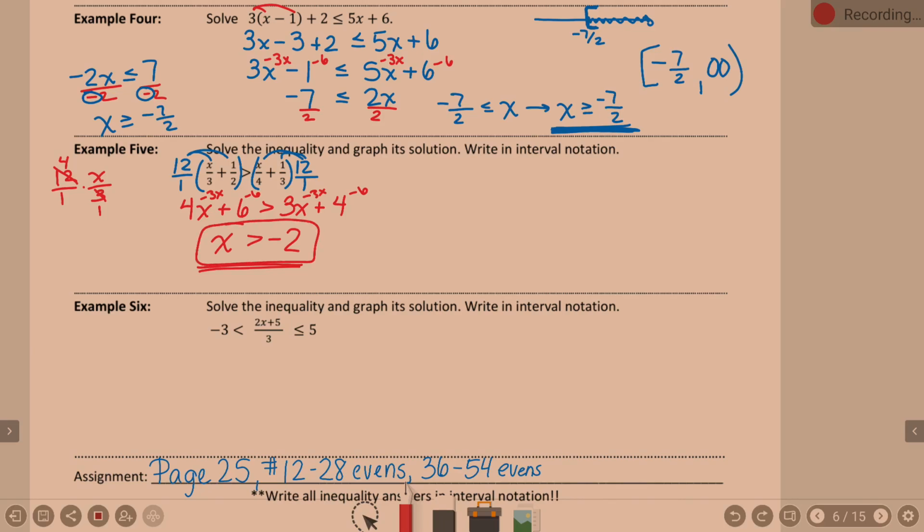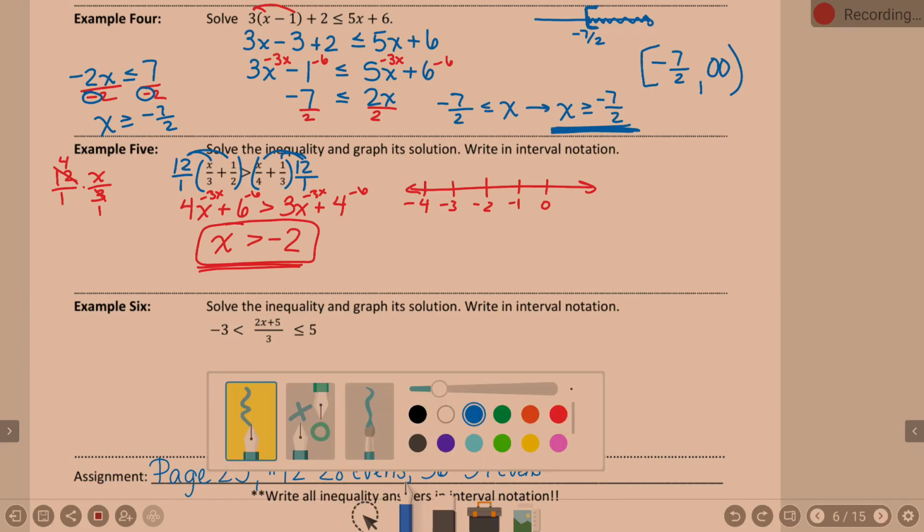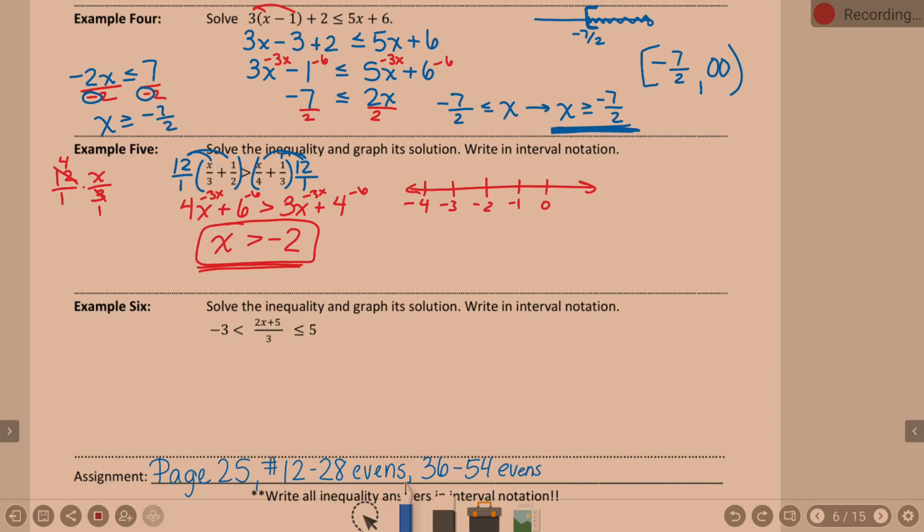We're being asked to graph it and write it in interval notation. What is this as a graph? Officially, if you have to graph it, I'm going to say -2 and infinity, and a few other numbers on here: -4, -3, -2, -1, and 0. What's the graph look like? Parenthesis on the -2, going right. Okay. So there's my graph.